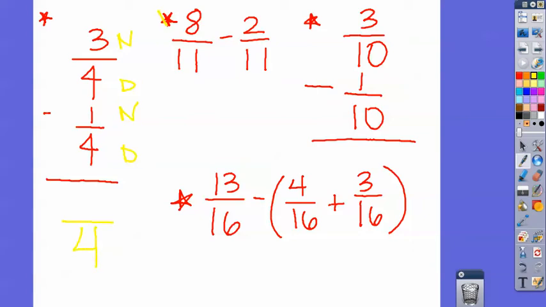Then you've got another problem up here, along with another vertical problem, and then this one is a little bit more tricky, and it incorporates yesterday's lesson. So remember your PEMDAS, and make sure that you add your fractions before you subtract. Alrighty, try those problems out, and we will work on them tomorrow.